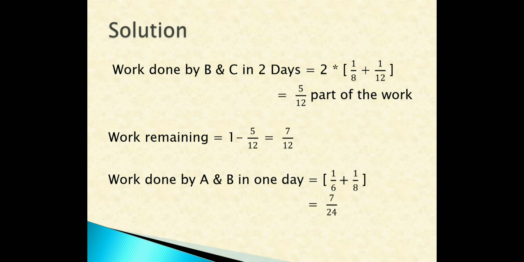Now let us calculate work done by A and B in 1 day. A takes 6 days and B takes 8 days to complete the work, and therefore work done by A and B in 1 day is given by 1 by 6 plus 1 by 8. You get a value of 7 by 24.